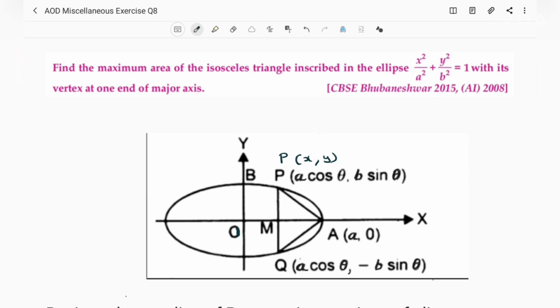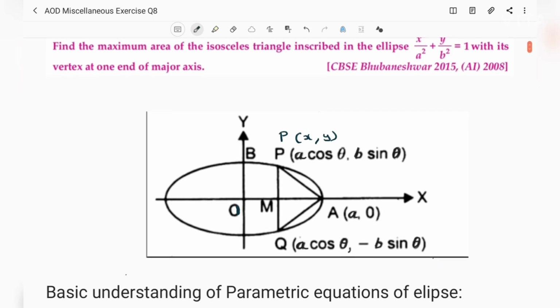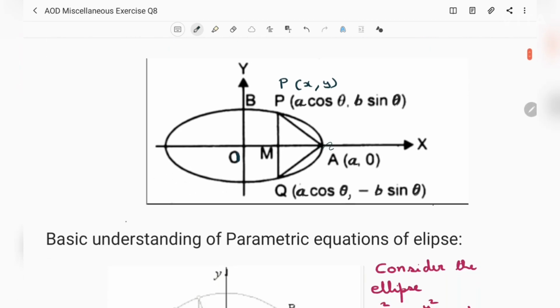Consider the ellipse x square by a square plus y square by b square equal to 1. a square being the denominator of x square, the major axis is x axis and the minor axis is y axis. So, the coordinates of the end point of the major axis is a comma 0. So, we get A as (a, 0).